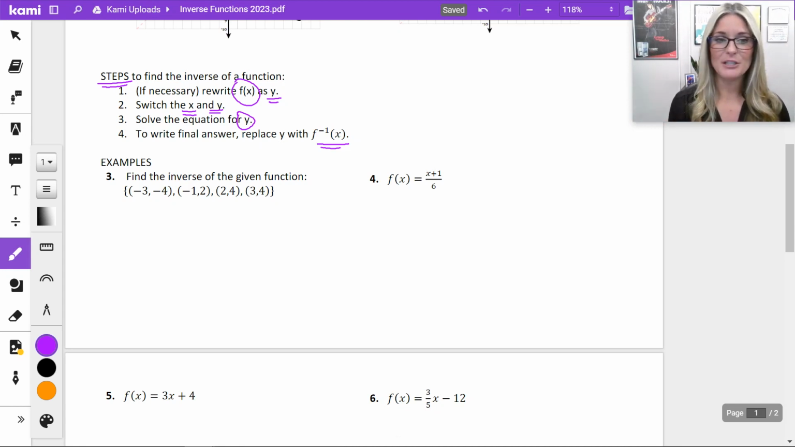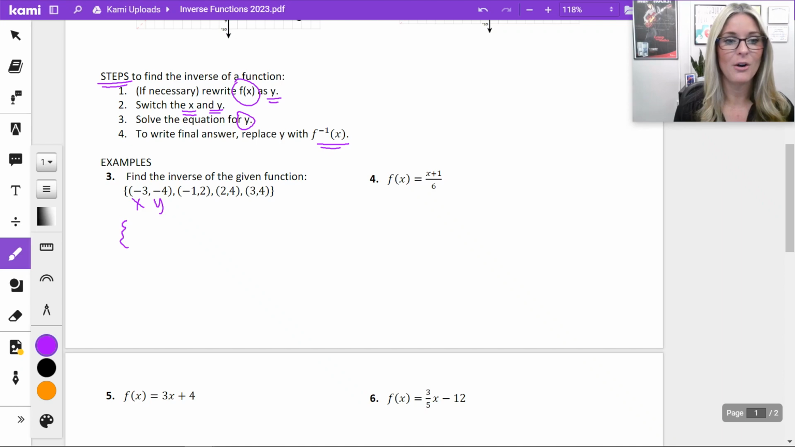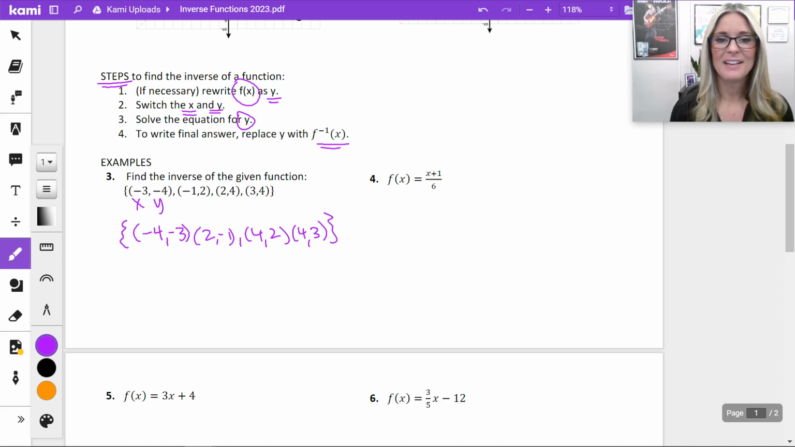So in number 3, we're going to find the inverse of the given function. We've seen this on benchmarks as just multiple choice questions like this. Super, super easy. We're just switching our x and y values in our ordered pair. So we'll have (-4, -3), (2, -1), (4, 2), and (4, 3), right? Very simple.